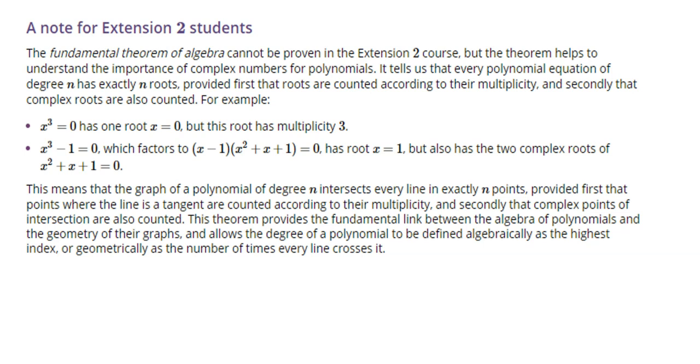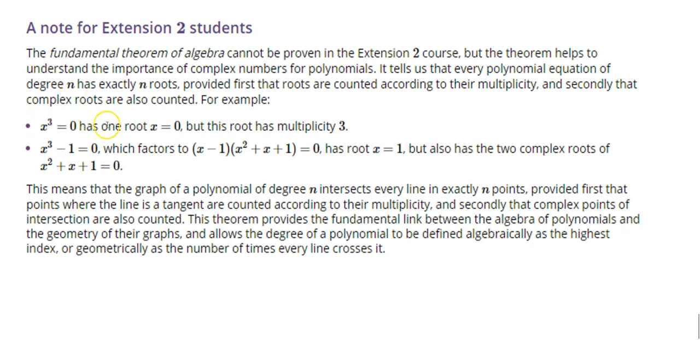So the fundamental theorem of algebra cannot be proved in the Extension 2 course because it goes beyond the scope. But the theorem helps understand the importance of complex numbers for polynomials. It tells us that every polynomial equation of degree n has exactly n roots, provided first that the roots are counted according to their multiplicity, and secondly that complex roots are also counted. So even where it doesn't cross the x-axis, you're still counting it as an imaginary root.